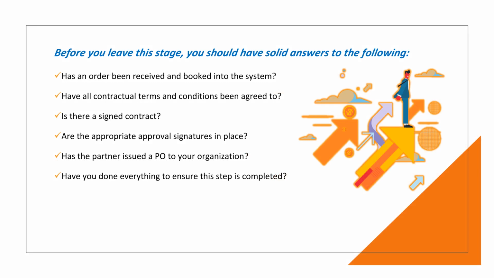Has an order been received and booked into the system? Have all contractual terms and conditions been agreed to? Is there a signed contract? Are the appropriate approval signatures in place? Has the partner issued a PO to your organization? Have you done everything to ensure this step is completed?